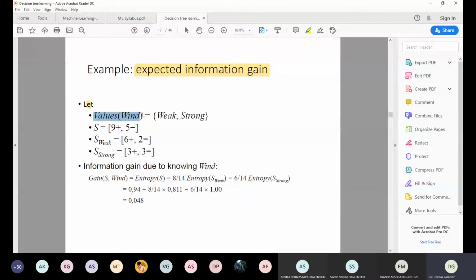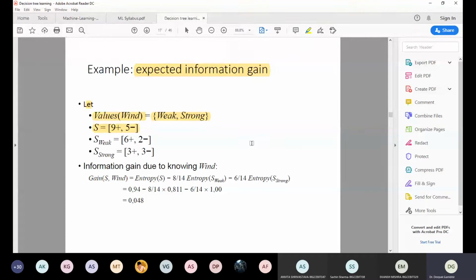Let the values of wind be weak and strong. So there are two values, either weak or strong. Suppose for the total samples there are 9 plus and 5 minus, that is 9 positive cases and 5 negative cases. We are just considering this for example purposes. We will see this later on when we do the complete example.